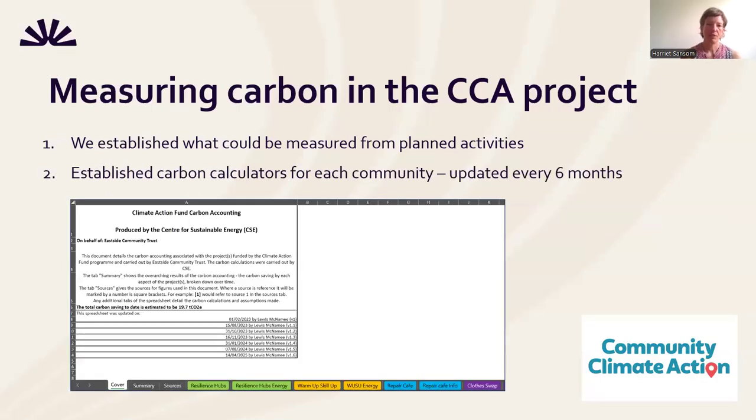And then for each of the communities that we were able to do carbon tracking for, we set up this carbon calculator for each project. And then every 6 months, we would check in that we had all of the activities that they were doing, and gave them ongoing information in terms of what their carbon savings had been.